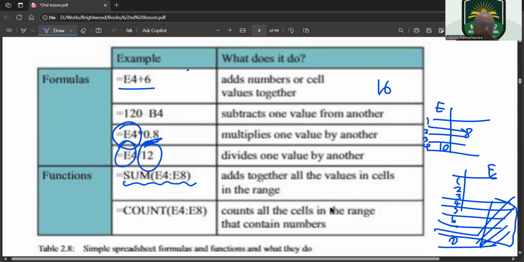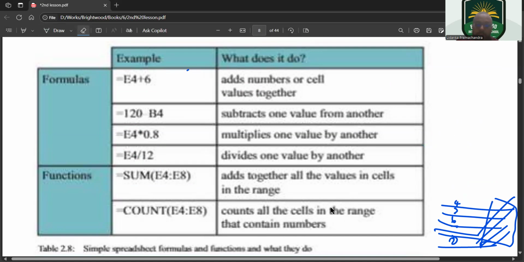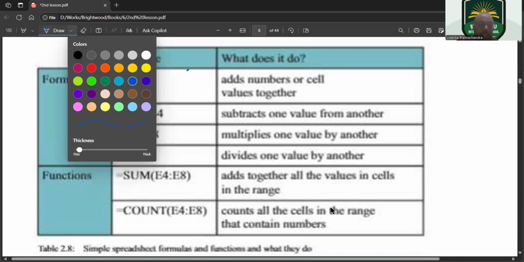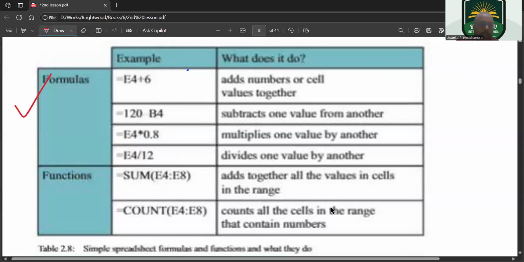Okay, can you please write down this table, including these values? They have many more values. We will discuss more and more in the practical. First of all, write down these things. Write this table, including all of this. I will give 5 minutes. Please write down the example and what it does, all the things.